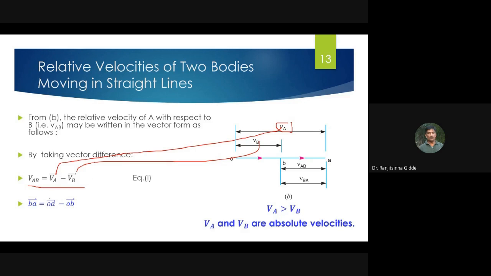Right? Now the same equation 1 can be written in terms of vectors like this. इथं लक्ष द्या नीट. Vector BA is equal to vector OA minus vector OB.